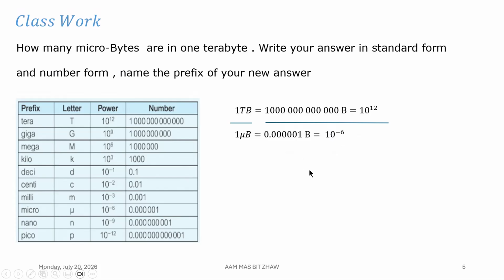10 to the power minus 7 is 1 over 10 million. 10 to the power minus 3, it is 1 over 1,000. Whenever you see a minus in the power, it means it's a fraction.